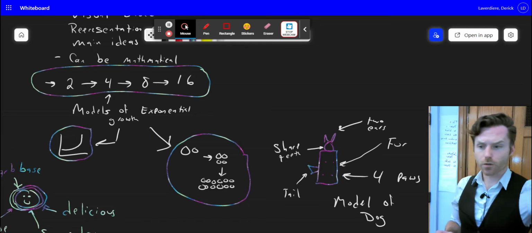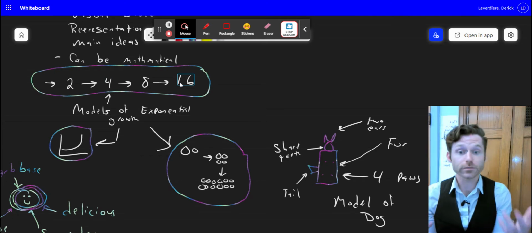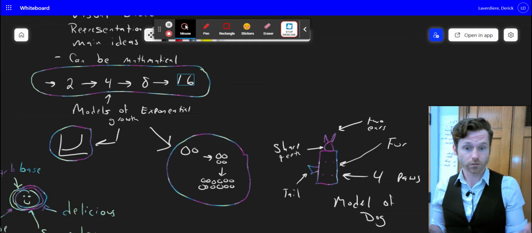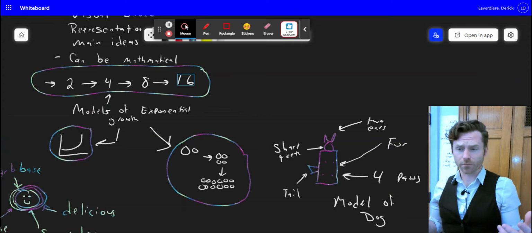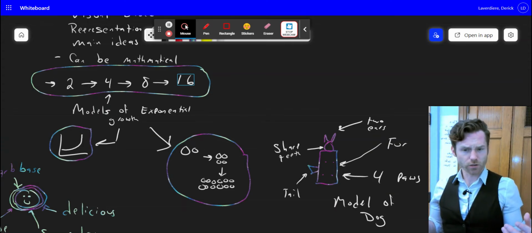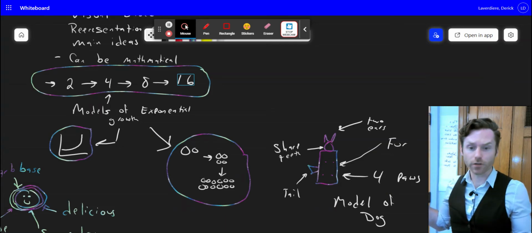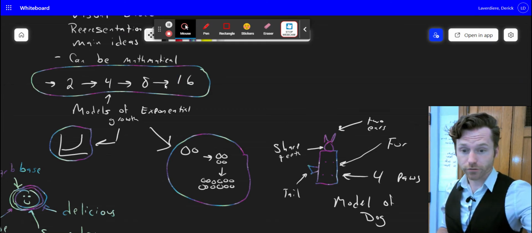And so this thing right here, 2 to 4, 4 to 8, 8 to 16, that's a model of exponential growth. That's simple, straightforward. 2 organisms become 4, 4 organisms become 8, 8 organisms become 16, and 16 would become 32. That's one way to model exponential growth.